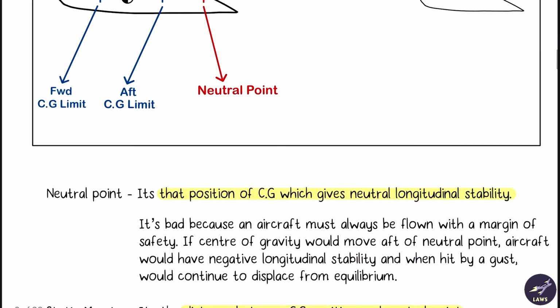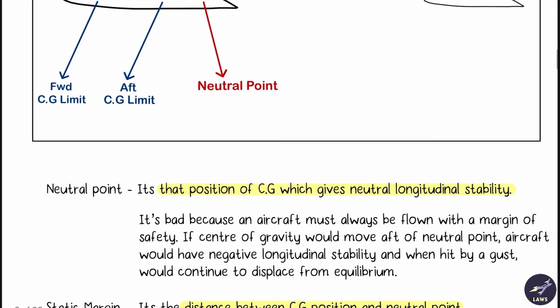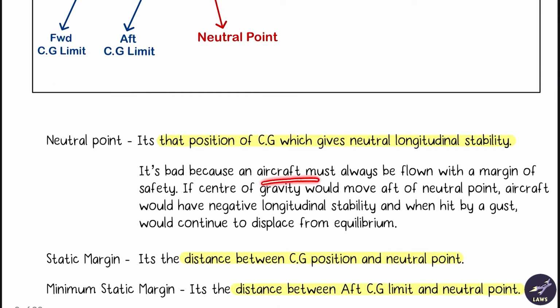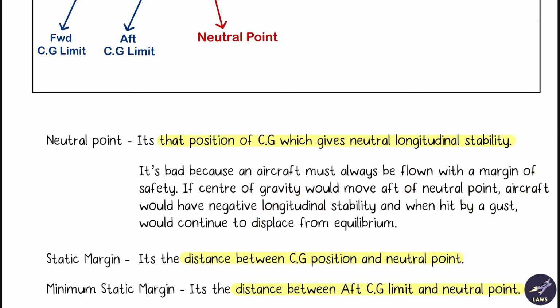Okay. So flying with the center of gravity at neutral point is considered to be bad because aircraft must always be flown with a margin of safety. Okay. So if the center of gravity would move aft of neutral point, aircraft would have a negative longitudinal stability, and this could be possible when the aircraft is hit by a gust. Okay. And the aircraft will continue to displace from equilibrium.